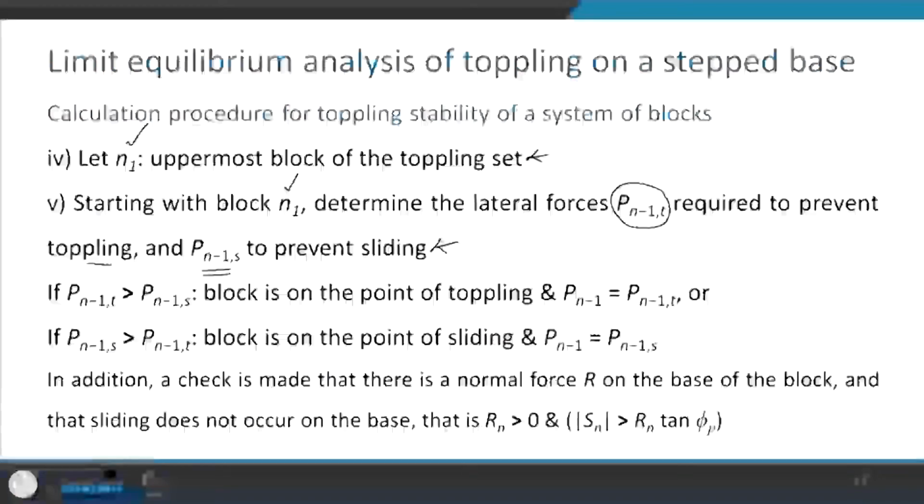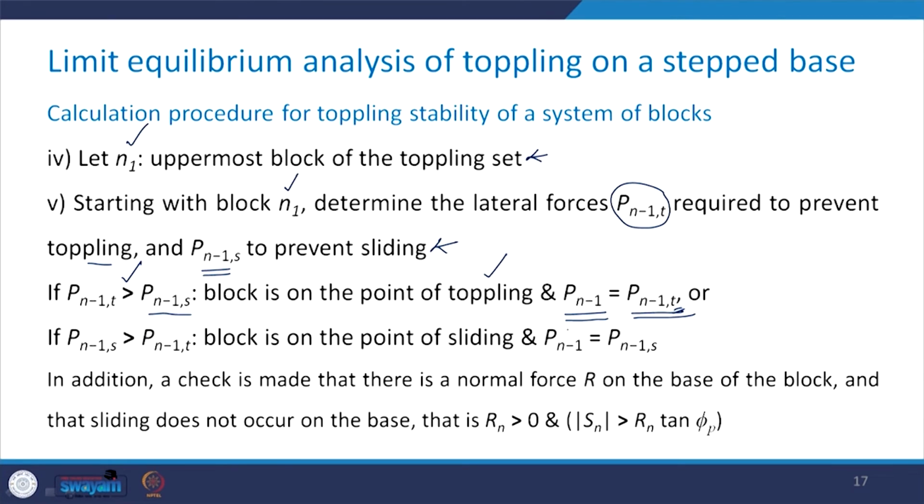So, see here what we are trying to check is, for every block I am trying to find out the force that is required to stop toppling and sliding both. Whichever is more, that mechanism is going to govern that particular block. So, in case you have Pn minus 1 t greater than Pn minus 1 s, the block is on the point of toppling, and accordingly this Pn minus 1 will take the value of Pn minus 1 corresponding to toppling, that is Pn minus 1 comma t.